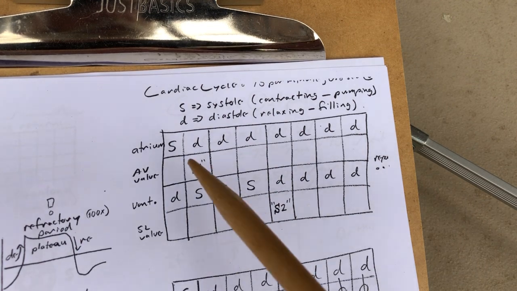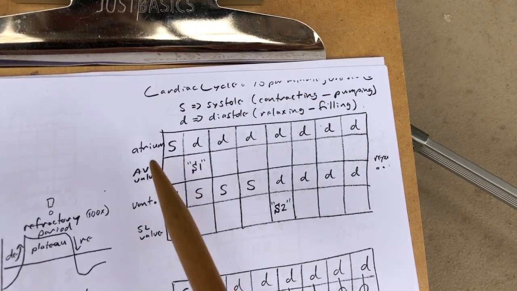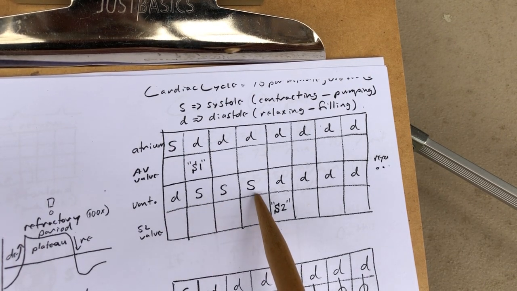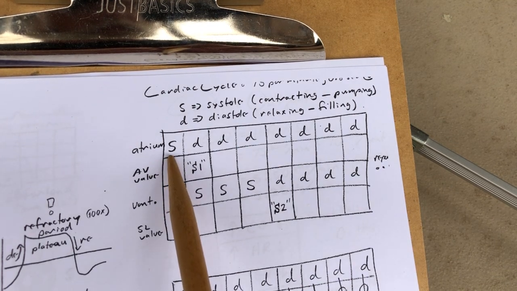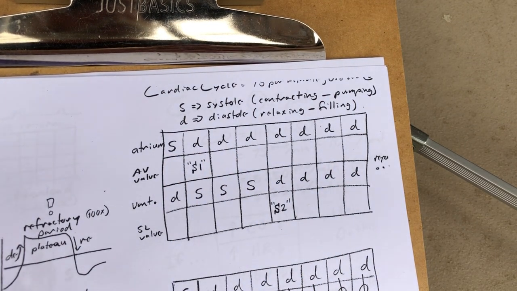First thing we do is put the systoles in their proper place. So we'll put an S right here in the atrium and a D down here for the ventricle, but then SSS right here for the ventricle. So atrial systole happens in that first tenth of a second. All these are approximate numbers. Then it's over and it stays in diastole the rest of the time.